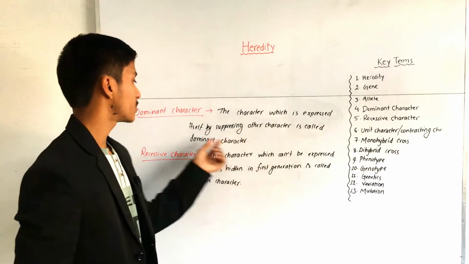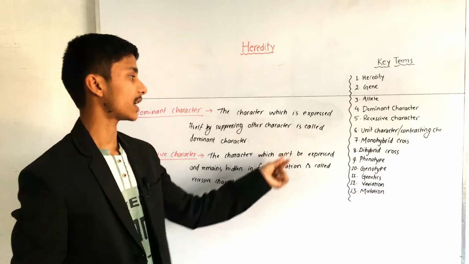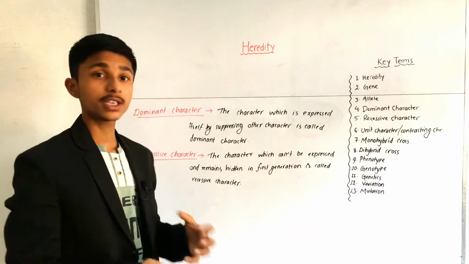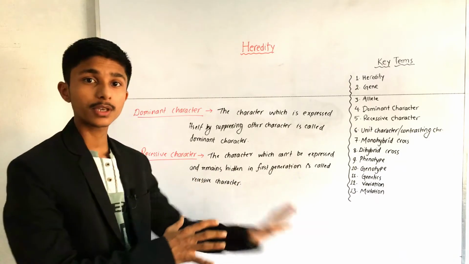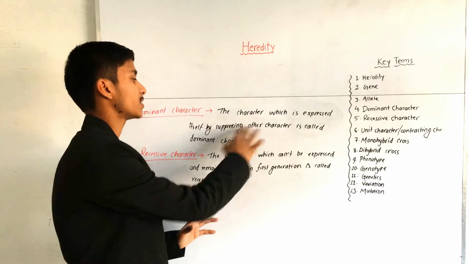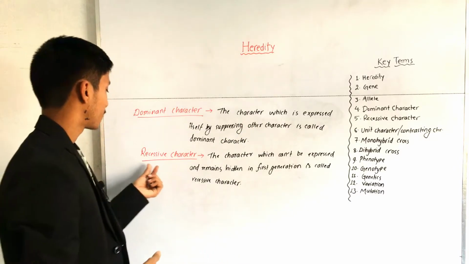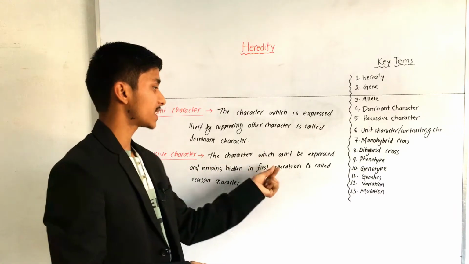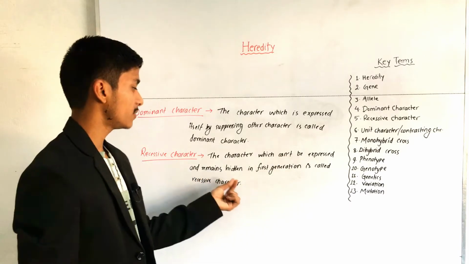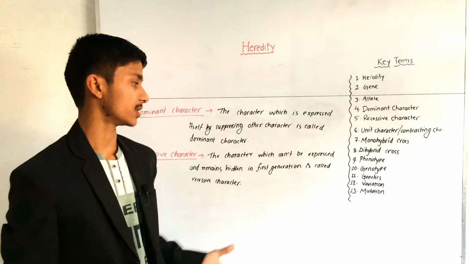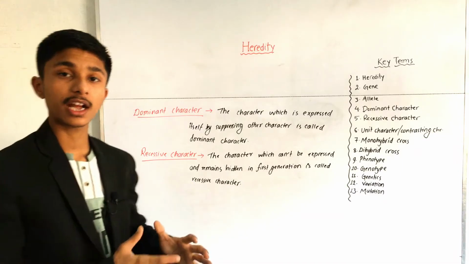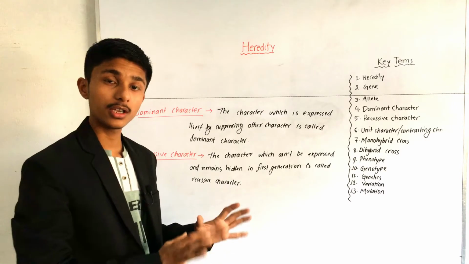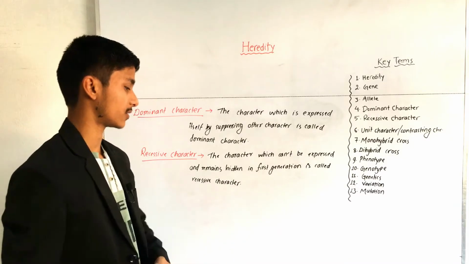The character which expresses itself by suppressing other characters is called dominant character. Now we discuss recessive character. What is recessive character? The character which can't be expressed and remains hidden in the F1 generation, or first generation, is called recessive character. It is the character which does not get expressed in the first generation and remains hidden in it.